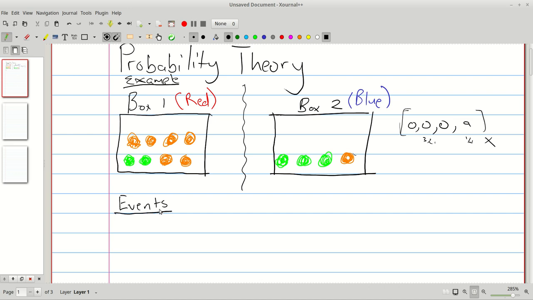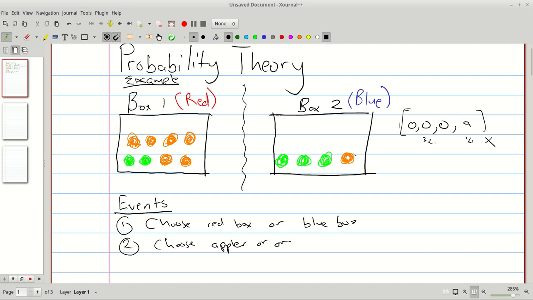And what are the events here? The first event is choose red box or blue box, right? And the second event is choosing apple or orange, right? So this is what we're calling our events here.